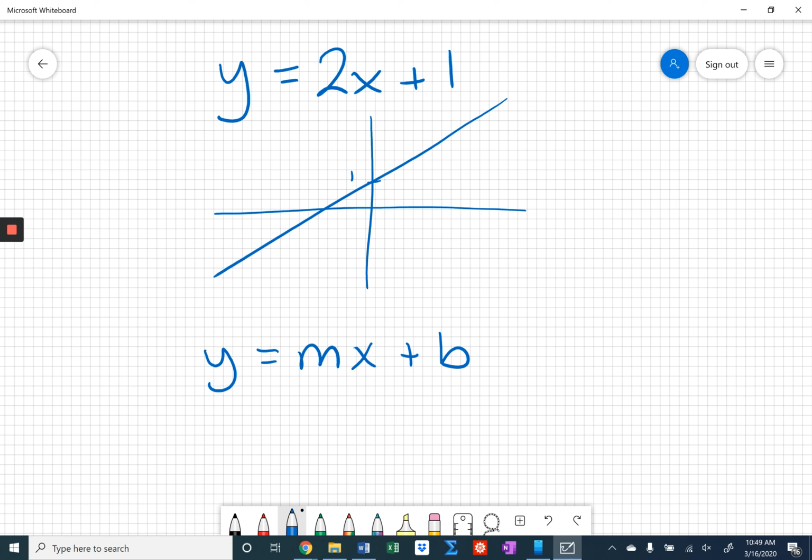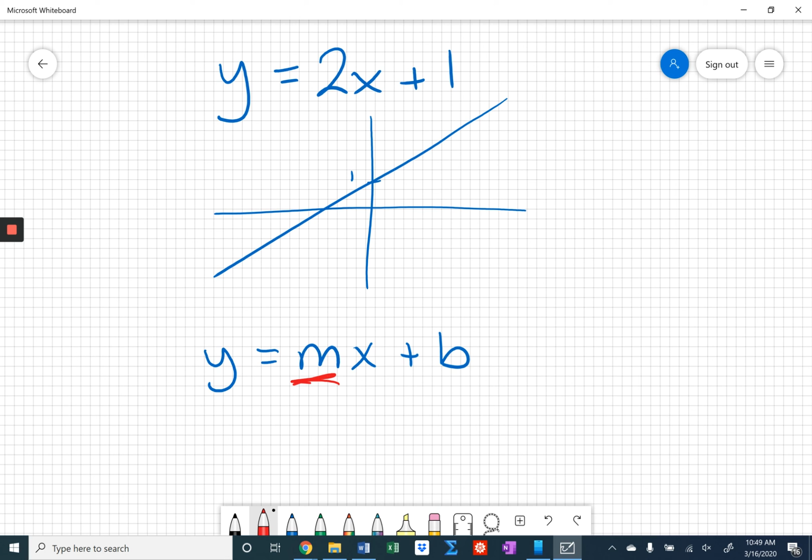You couldn't recognize, when you very first time you were learning this, that the 2 meant the line was going up from left to right because it was positive, and the 1 told you that it crossed the y axis just a little bit above the x axis, 1 unit specifically above the x axis. But eventually, when you got down to this form here, you knew that if m was positive, the line was going up from left to right. You didn't have to see it anymore.